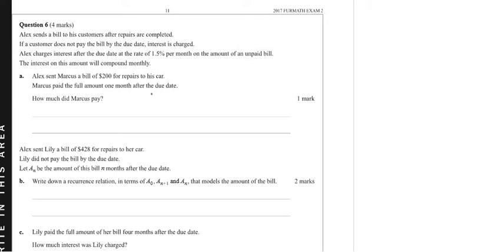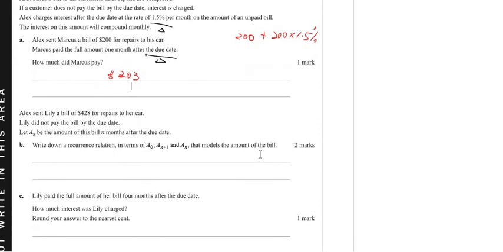So the first thing we note is that after the due date, according to the question, an interest of 1.5% per month will be charged upon an unpaid bill. So the unpaid part is $200. So what Marcus needs to pay is the $200 which he owed plus an interest, so plus 200 times 1.5%. If you do the calculation, it will equal $203. So the answer is Marcus needs to pay $203.